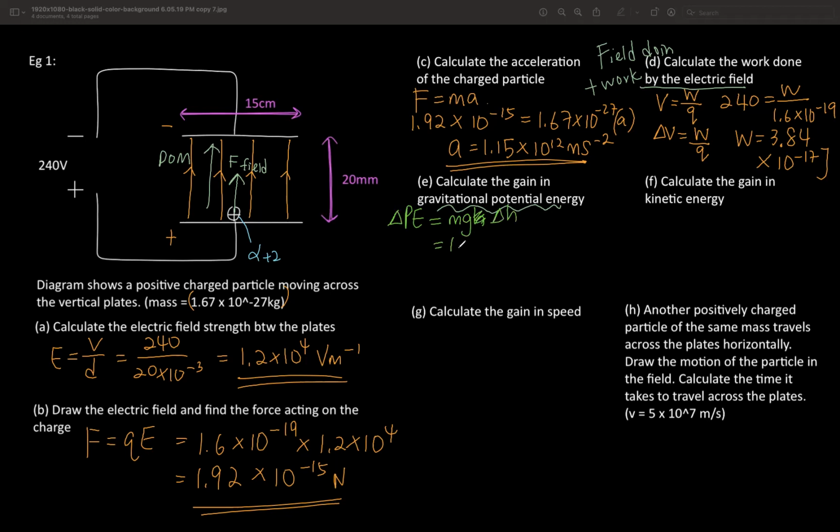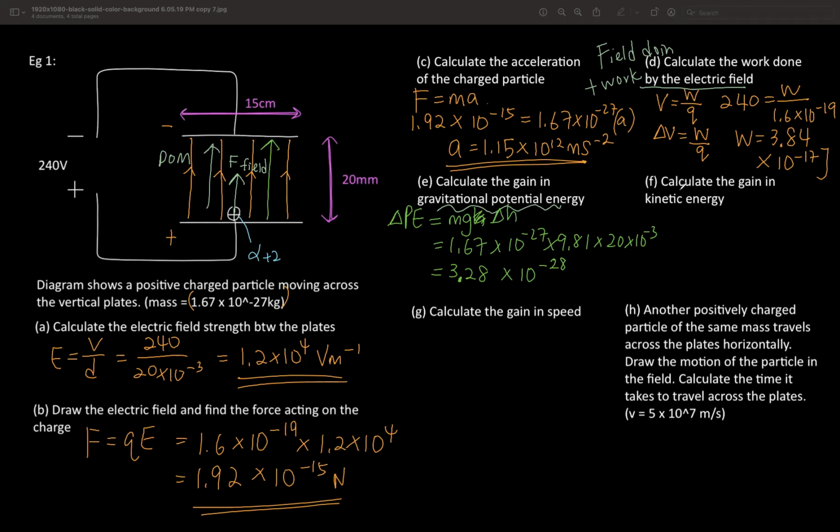So equals 1.67 times 10 minus 27, times 9.81, times the height, which is 20. Okay, so equals this one. If we calculate this, we get 3.28 times 10 minus 28. This is a rounded value to three significant figures. So when you calculate, you take all the decimals at the back. So that is the change in the PE, from here rising up to the negative plate.